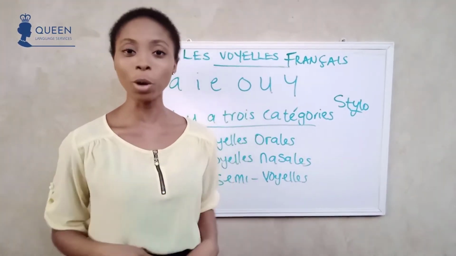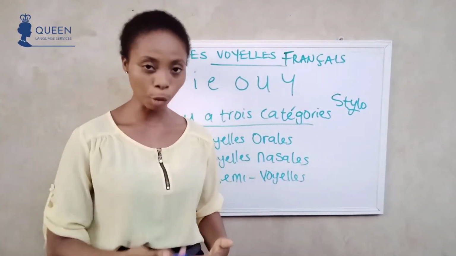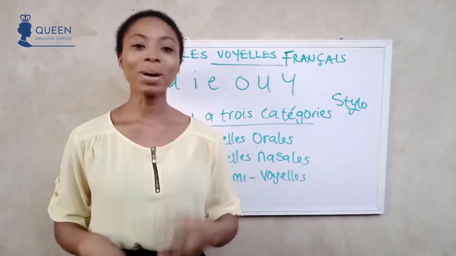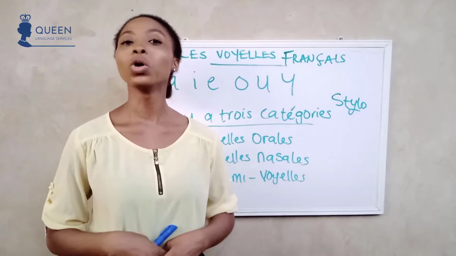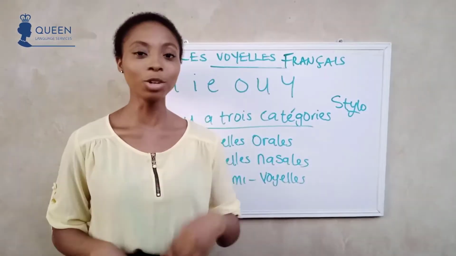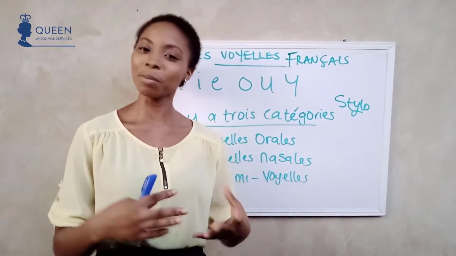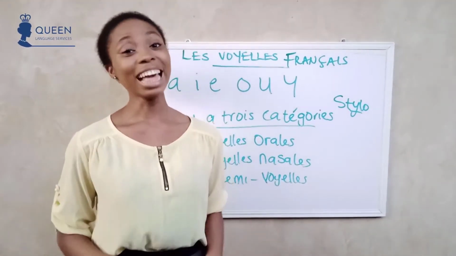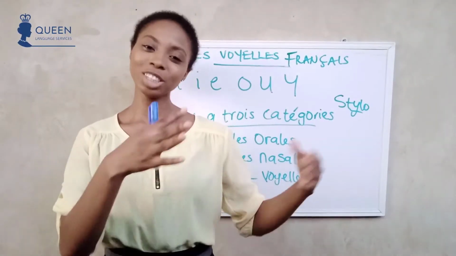For the oral vowels, air does not need to pass through our nose while pronouncing them. The air passes through our mouth. The nasal vowels are the words pronounced with air passing through our nose. And we have the semi-vowels. Just as the name implies, they are vowels that have a little bit of consonant and a little bit of vowels in them.